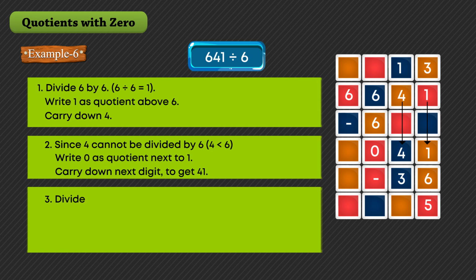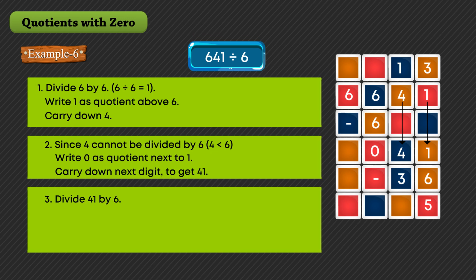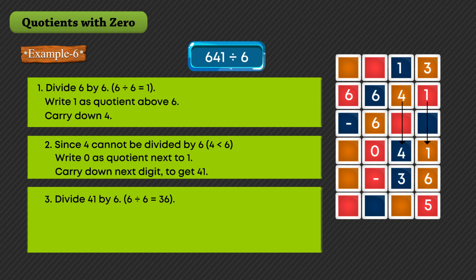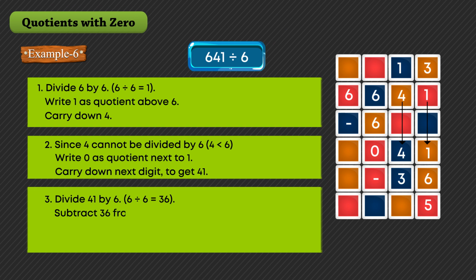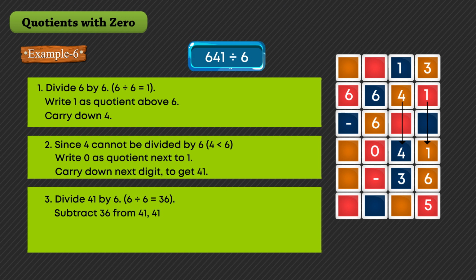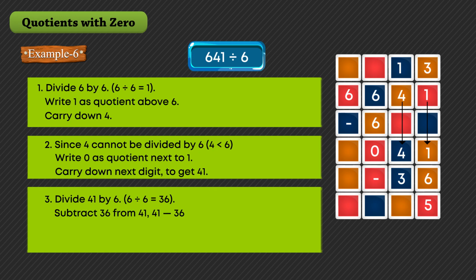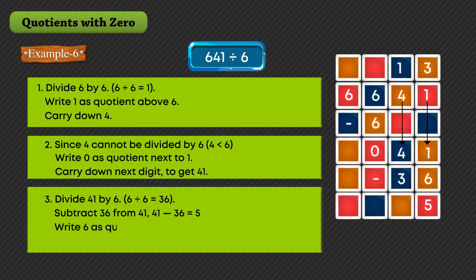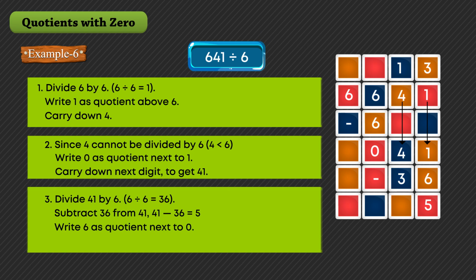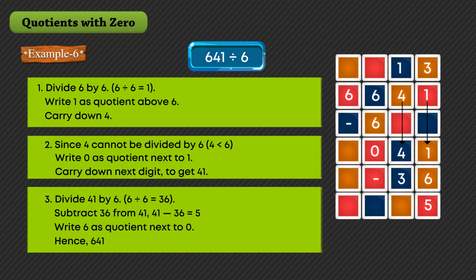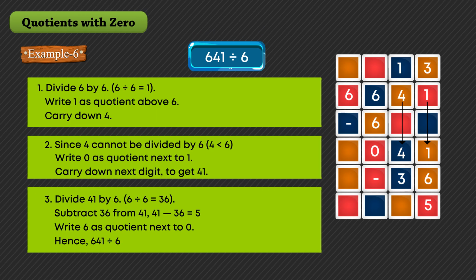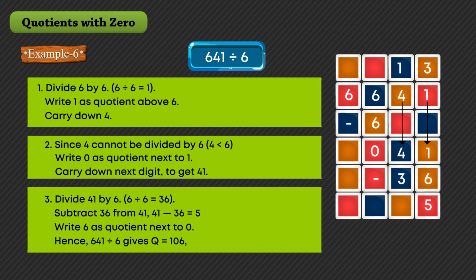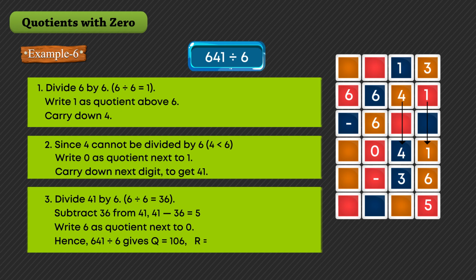3. Divide 41 by 6. 6 into 6 is equal to 36. Subtract 36 from 41. 41 minus 36 is equal to 5. Write 6 as quotient next to 0. Hence, 641 divided by 6 gives quotient is equal to 106. Remainder is equal to 5.